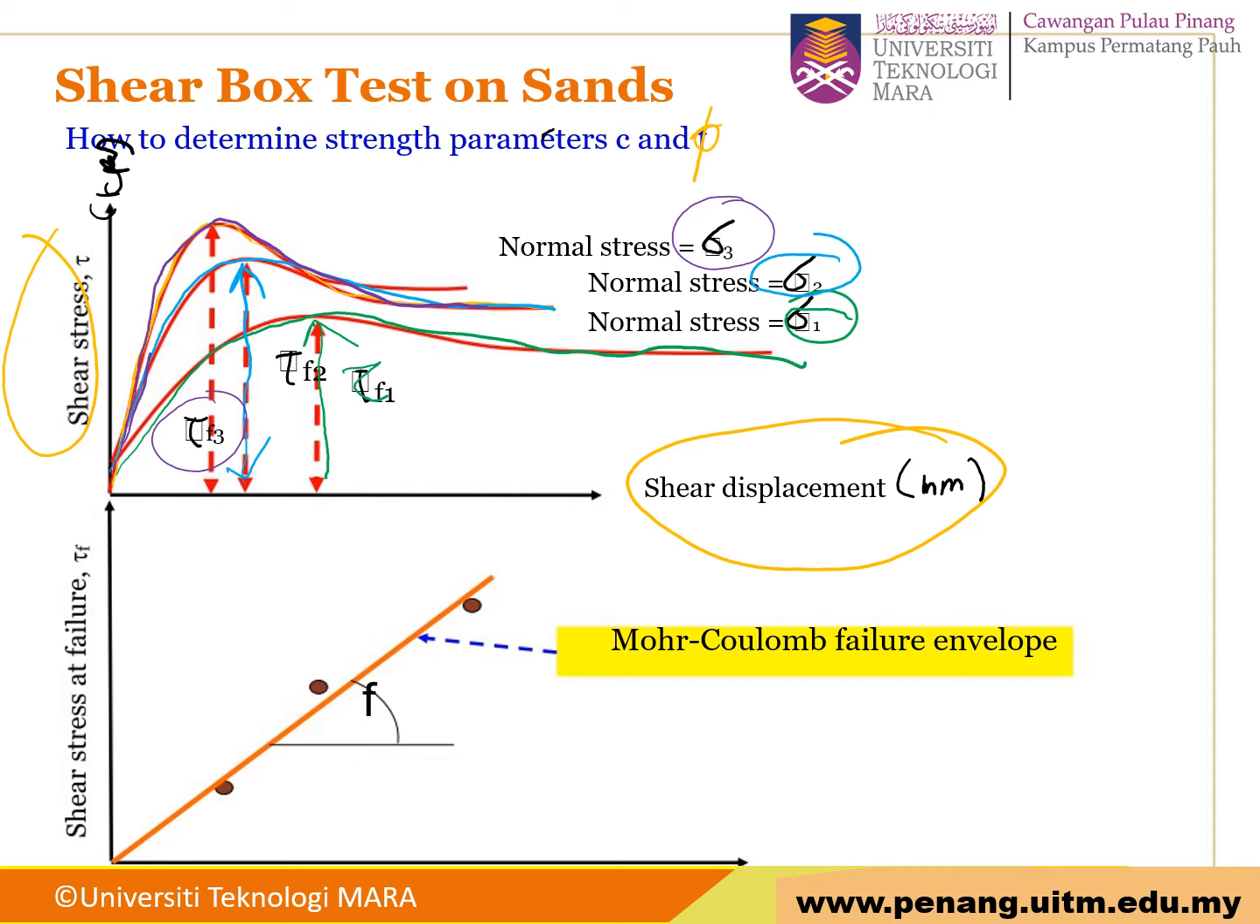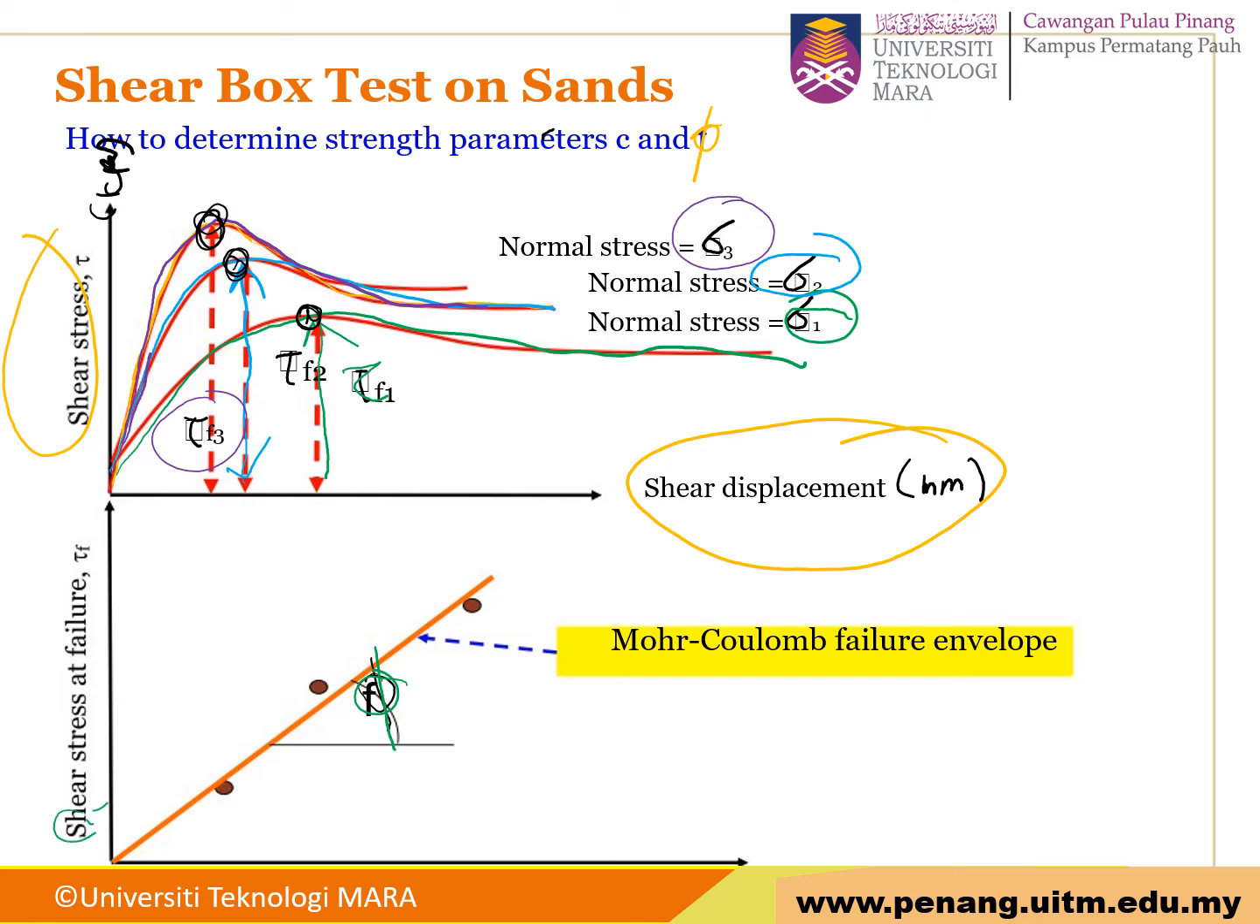Alright, so how do we draw the shear stress at failure? First, we have to know the peak value for each test. We take the maximum or peak value of shear stress for each one. Then you plot shear stress versus normal stress, and after that you will get the angle of friction and also the C value.